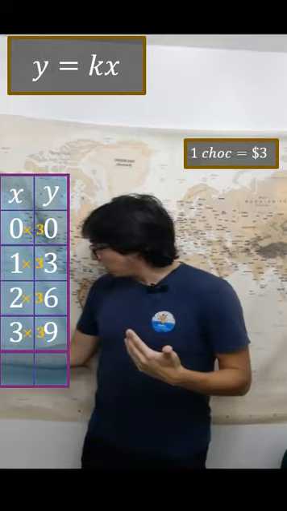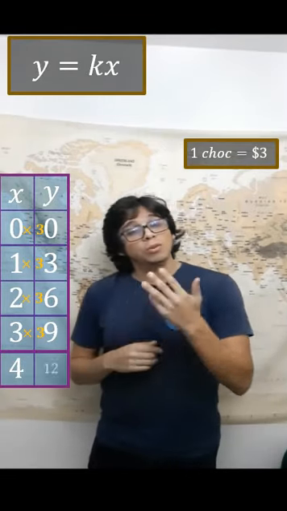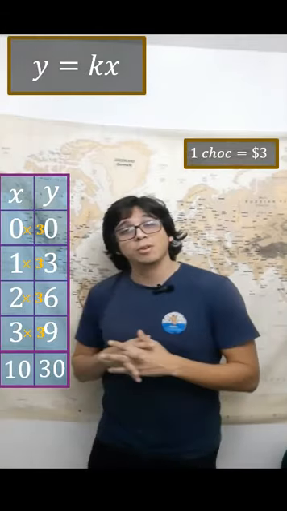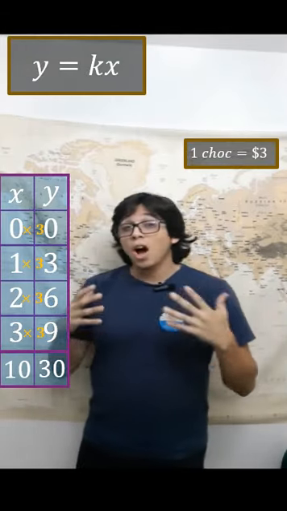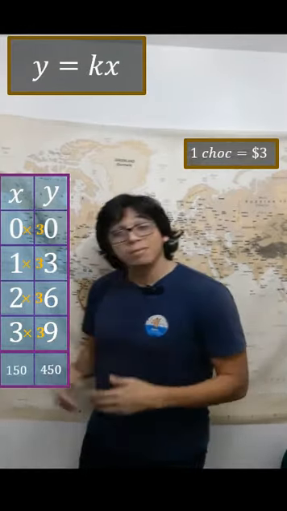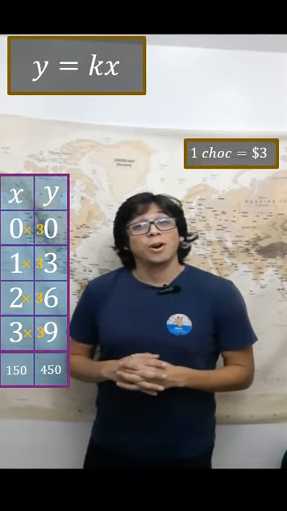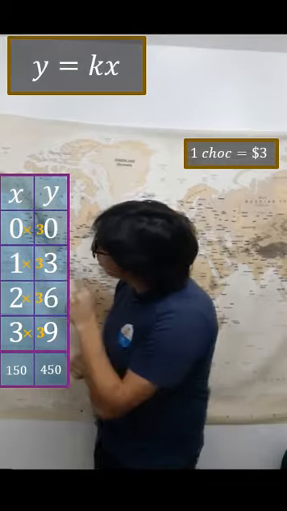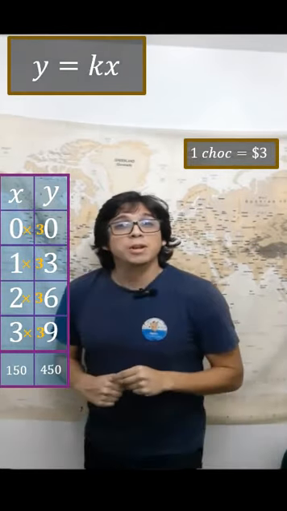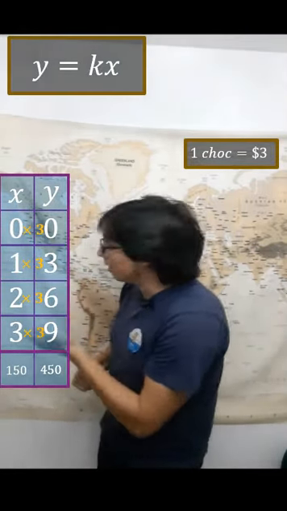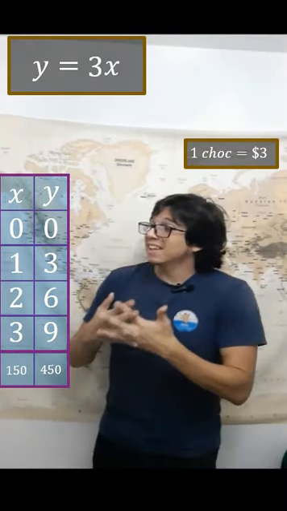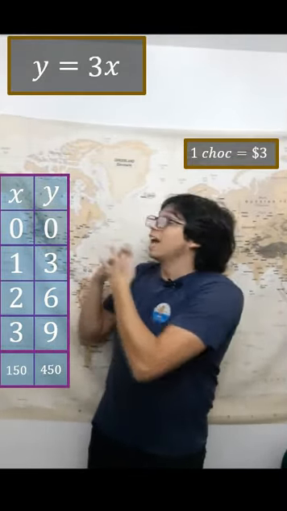If we want 4 chocolates, we multiply times 3, we need $12. If we want 10 chocolates, we multiply times 3, we need $30. If we want 150 chocolates, we multiply times 3, we get 450. So that is the relationship between the number of chocolates and how much money we need. So that times 3 is our constant of proportionality. That tells us the relationship between x and y.